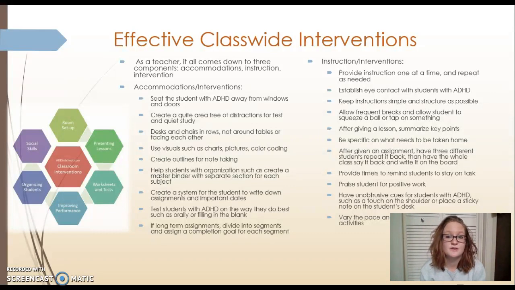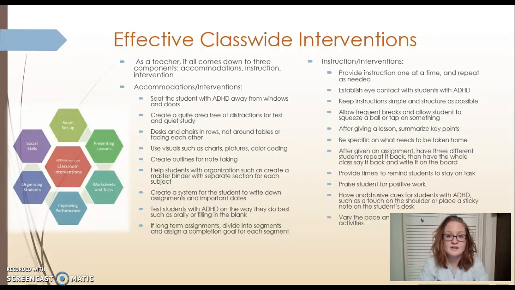Praise the student with ADHD for positive work, as praise helps the child know that they are doing what they need to be doing. Provide cues for the child with ADHD, such as a touch on the shoulder or a sticky note on the student's desk to keep them on task.